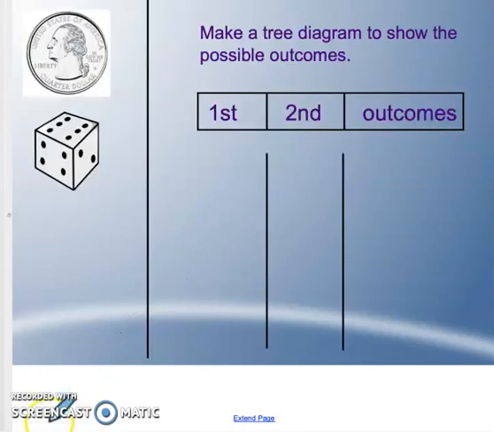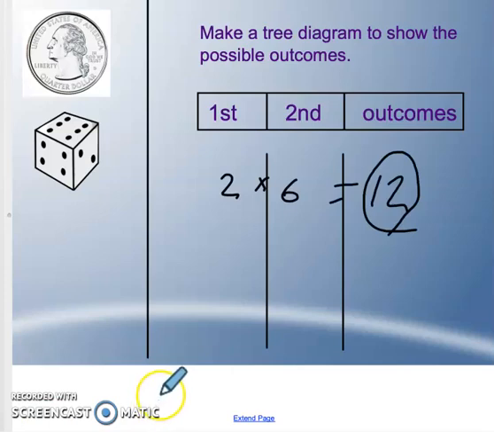All right, we're going to pause the video here really quick and see if you can do this one on your own. Then go ahead and hit play and see if we get the same answer. Okay, the answer you should have gotten in this one is 12. When you flip the coin, you get 2 possible outcomes, heads or tails. When you roll the dice, you get 6 possible outcomes, 1 through 6. So 2 times 6 is 12.